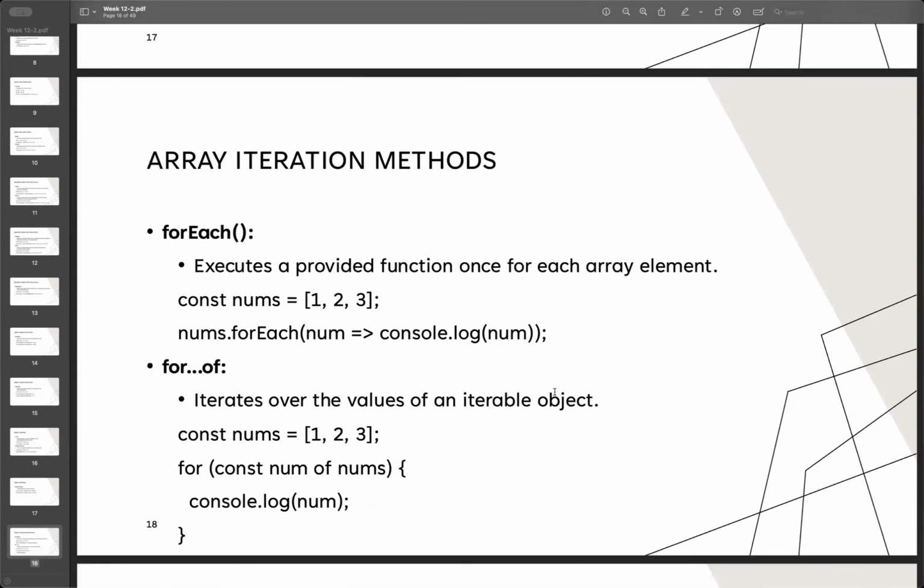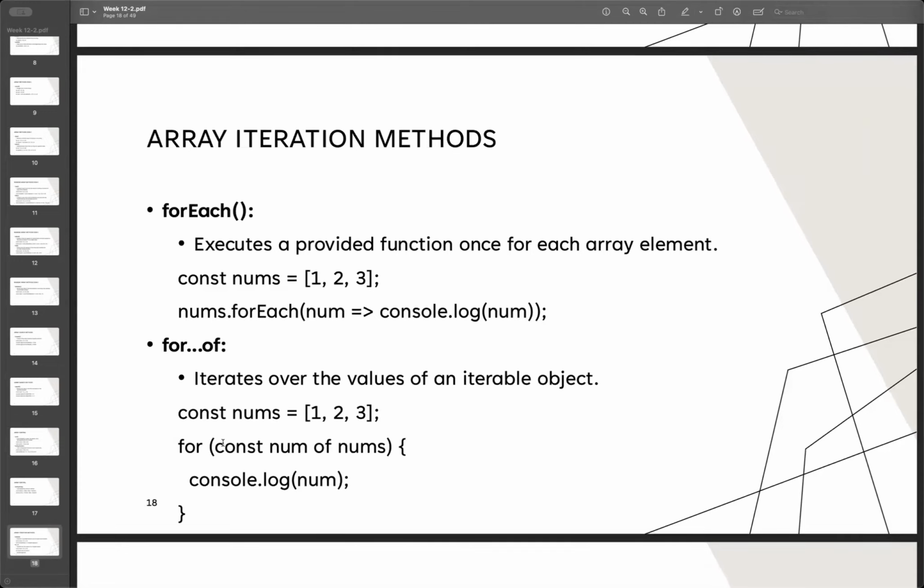Now, because we have the array structure, how can we go through each element? You can use forEach, so you can log the numbers. We pass in the number and log it, so we will receive 1, 2, 3. Or you can use for of, which iterates over the values of the iterable object. So we see 1, 2, 3.